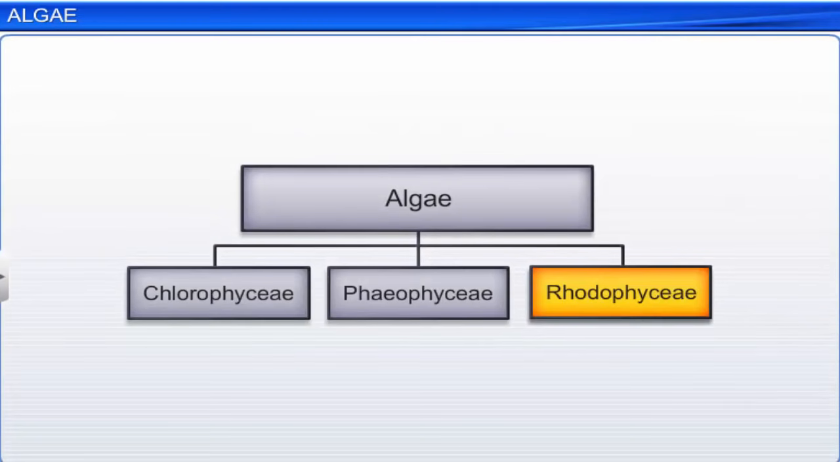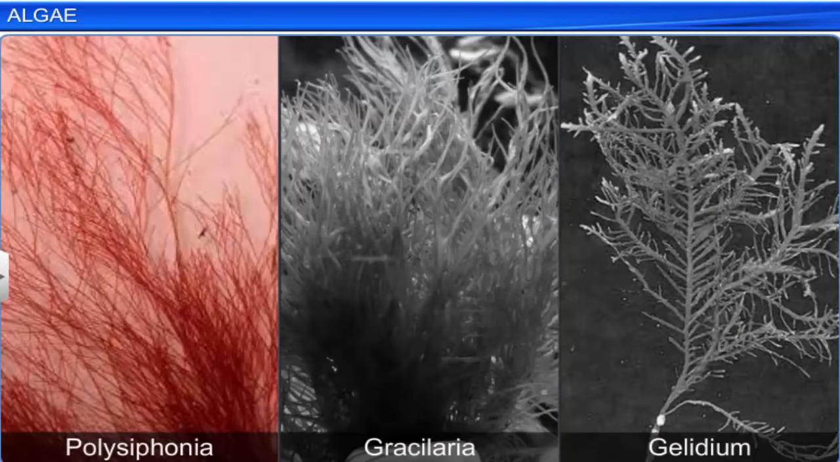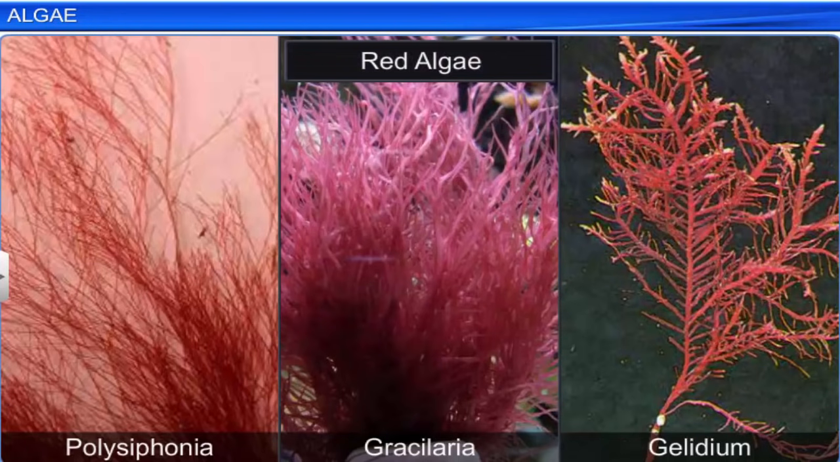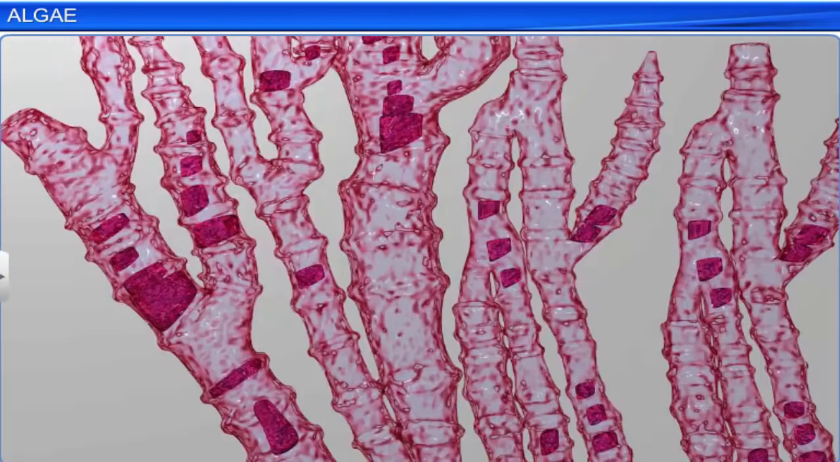Rhodophyceae is another class of algae whose members include Polysiphonia, Gracilaria, and Gelidium. The members are often called red algae. The red color is due to a high concentration of the red pigment R-phycoerythrin. The thalli of red algae are multicellular, and food is stored as Floridean starch inside the cells.